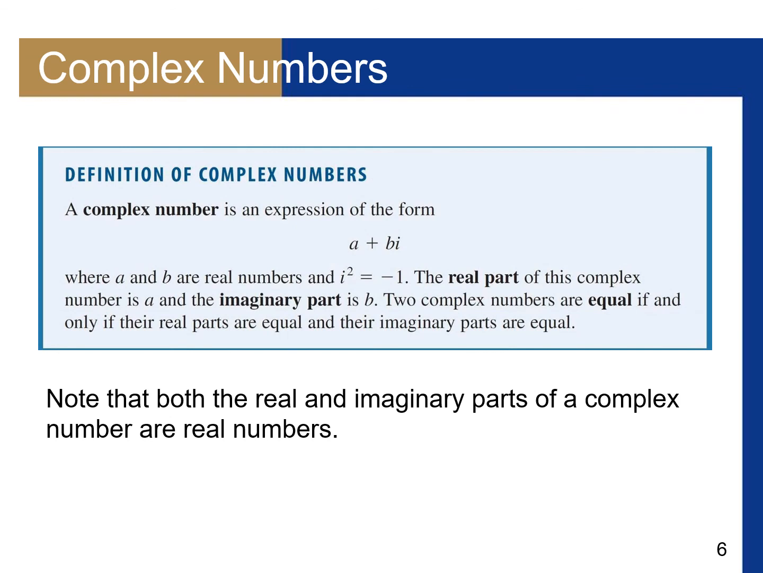The definition of complex numbers is an expression of the form a plus bi, where a and b are real numbers and i squared is equal to negative 1. The real part of this complex number is a and the imaginary part is b. Now we say the imaginary part is b, but that is when it has an i with it. Two complex numbers are equal if and only if their real parts are equal and their imaginary parts are equal. Bottom line here is that this is considered a number.